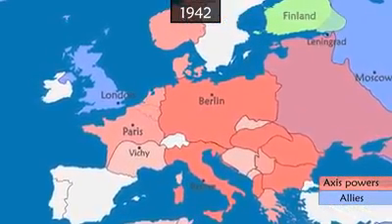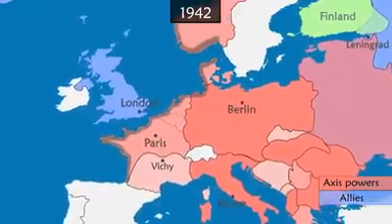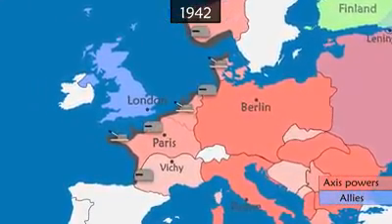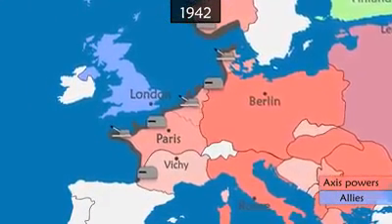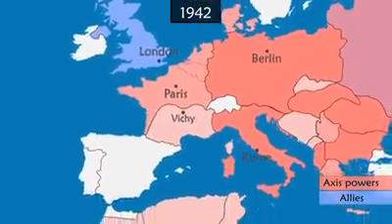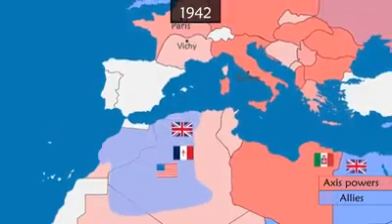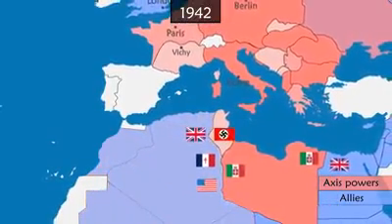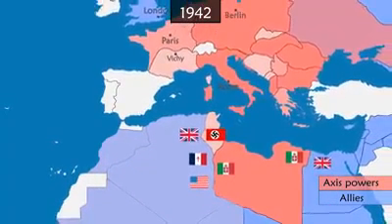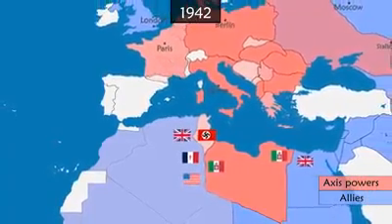Fearing a second front in Europe, Hitler built the Atlantic Wall, a series of military installations protecting the coast from invasion. But the Allies first landed in Morocco and Algeria. Italian Libya finds itself caught between the two fronts. Having lost control of its colonies, Vichy France is invaded.